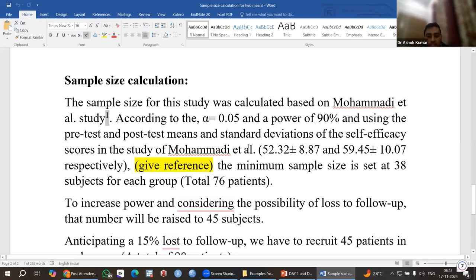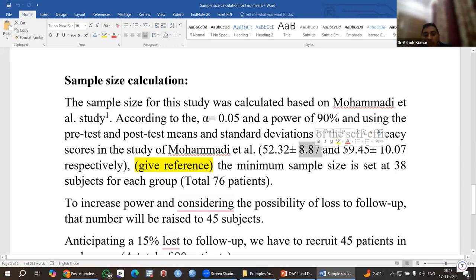In this study, they have given the pre-test and post-test mean and standard deviation of the self-efficacy score. This is the mean of the self-efficacy score in the study of Mohammadi et al. This is the pre-test mean, we can say the control group mean: 52.32 plus minus 8.87. So 52.32 is the mean, plus minus the standard deviation. This is mu 1, this is sigma 1.